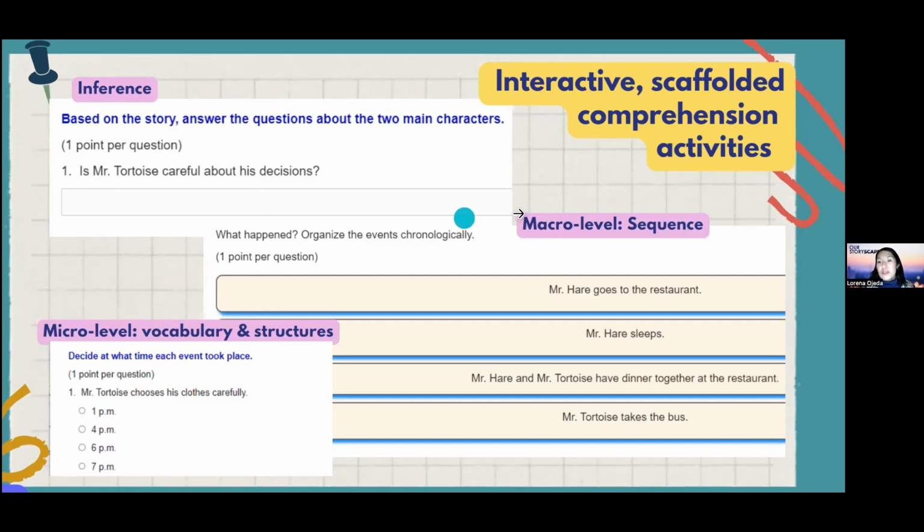Our second strategy focuses on macro level sequences. So here, what we propose is for students to capture the main sequences within the story so they can organize them chronologically. And as you saw, the vocabulary that we used is very simple. However, we got the message across. We practice the time, we practice routines. We did a lot of different things within the story.